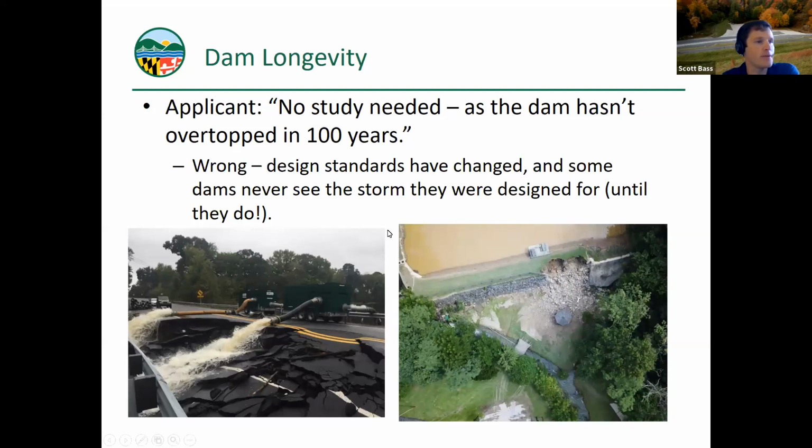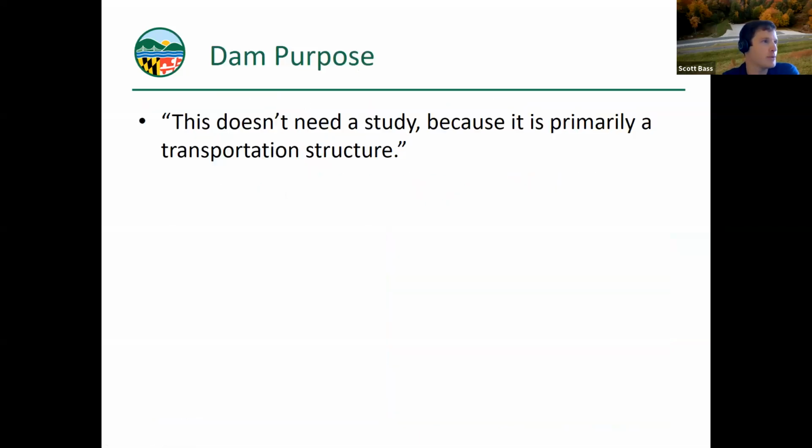Here's another one. If you were following Maryland dam safety news in 2018, an old mill pond or mill dam in Carroll County, with hand-placed stones in the downstream face of the dam, over 100 years old, overtopped and nearly failed catastrophically during a summer storm event. Anyway, I think that illustrates the point.